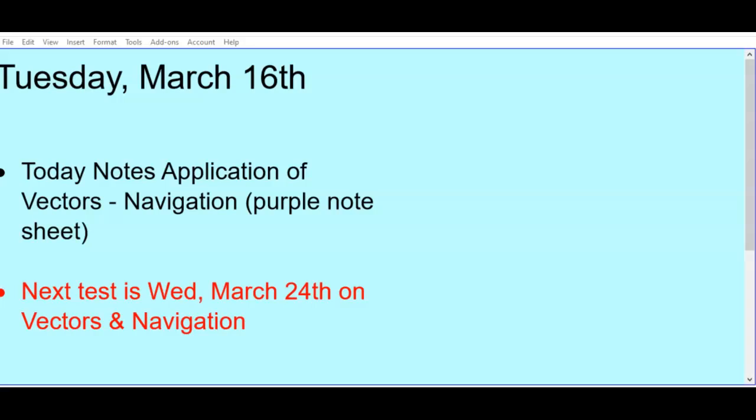Today we're going to do navigation in the purple note sheet. Keep in mind, next week is your test, so you'll be done with your purple packet kind of deal. So next week's your test.